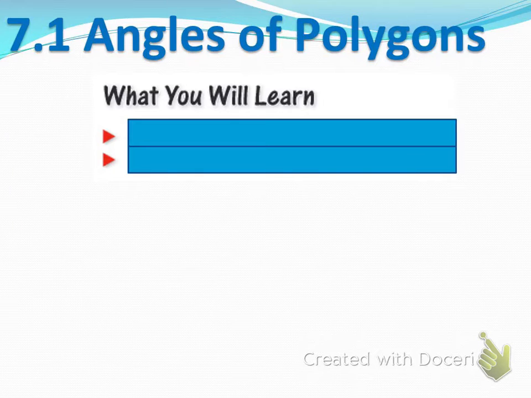We're going to be talking about the angles of polygons. What is a polygon? Don't overthink it. What does it look like? A polygon. It's a shape. That's all. A shape with closed sides, straight lines, all that stuff.